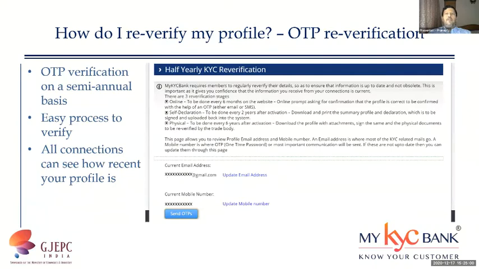Again, here is a sample of your OTP re-verification. So every 6 months, you will get a prompt once you log in saying, you have not completed your half-yearly re-verification. Can you please do this? If you want to update, it allows you to update it. You can ask for the OTP. The OTP verification will be done. And now your connections can see that your profile is a recent profile.